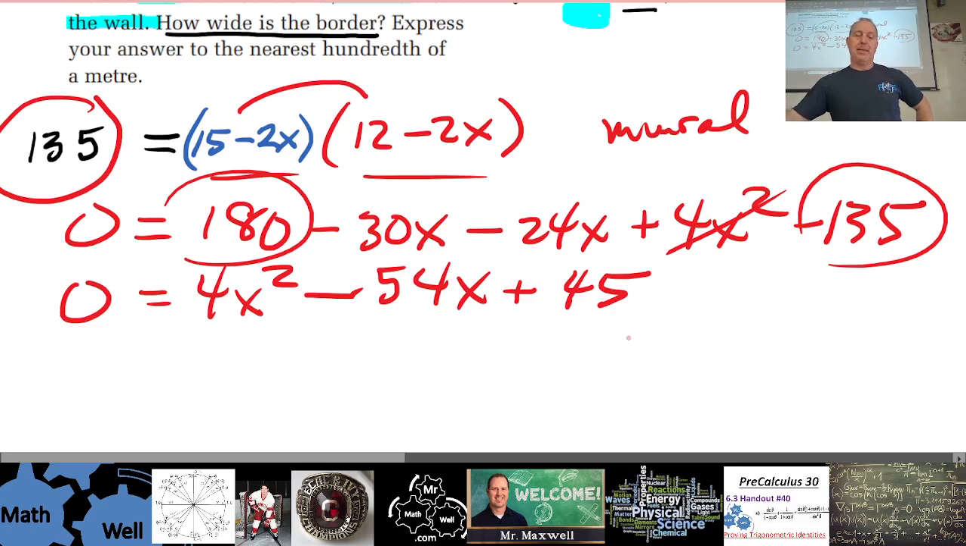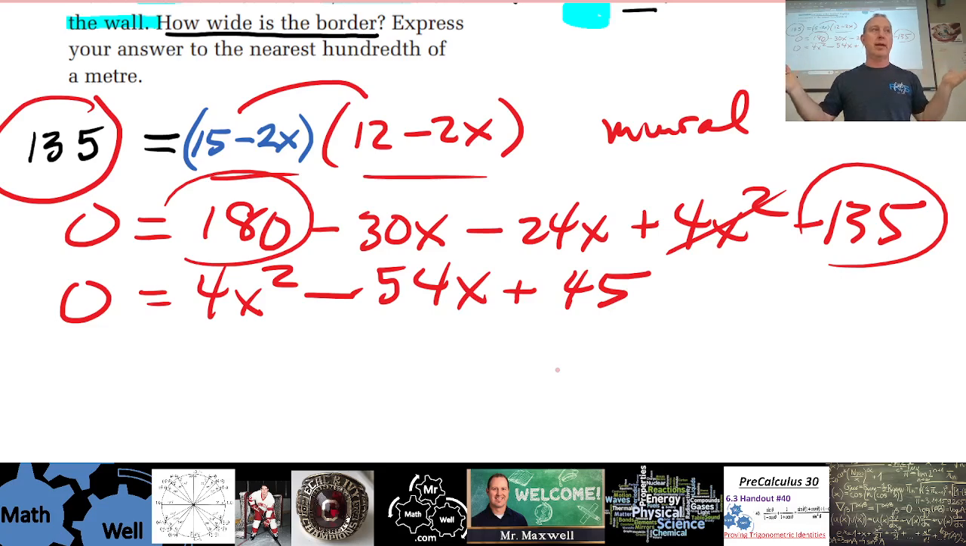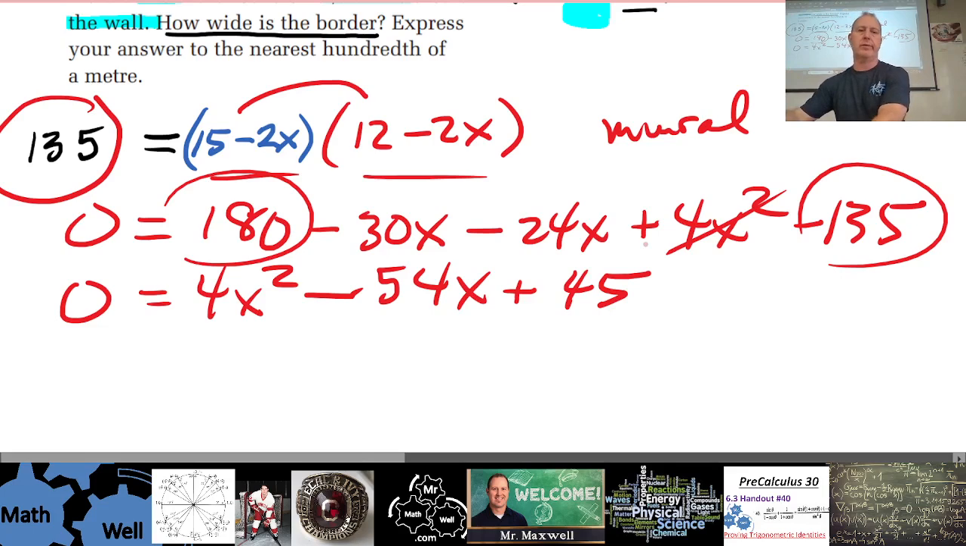Okay. All right. Now, we could factor this by sight like we did with the previous one. We don't have to, though. This is quadratic formula territory, right? So we can do quadratic formula. You don't have to factor anything out if you don't want to. You can factor, but you can't really here. So let's do A is 4, B is negative 54, and C is 45, right?